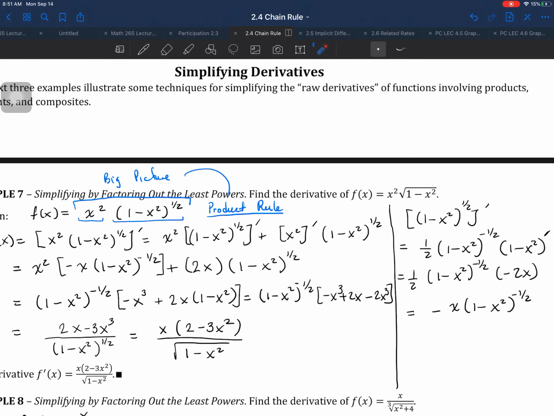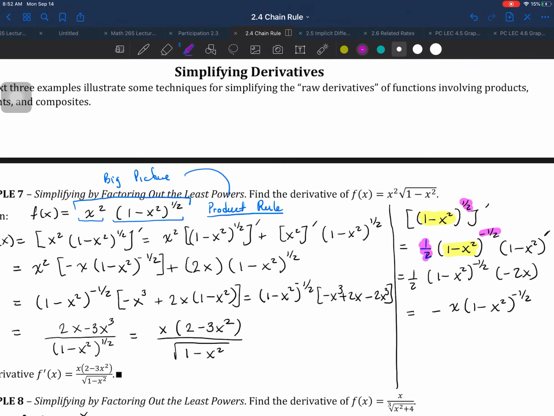Well, we have a function inside a function, right? So 1 minus x squared is my inside function. So the outside function happens to be the power rule. So what does the power rule say? Bring the 1/2 down, leave the inside the same, and take away 1 from the power.